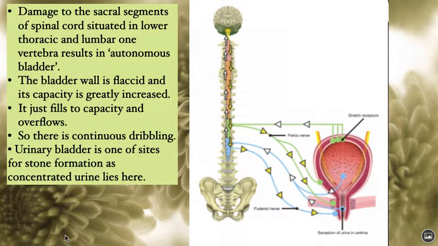Damage to the sacral segments of the spinal cord situated in the lower thoracic and lumbar 1 vertebrae results in the autonomous bladder, in which the bladder wall is flaccid and its capacity is greatly increased. It fills to capacity and starts overflowing, so there is continuous dribbling. Also, the urinary bladder is one of the sites for stone formation as the concentrated urine lies here. So that's about the urinary bladder. Thank you.